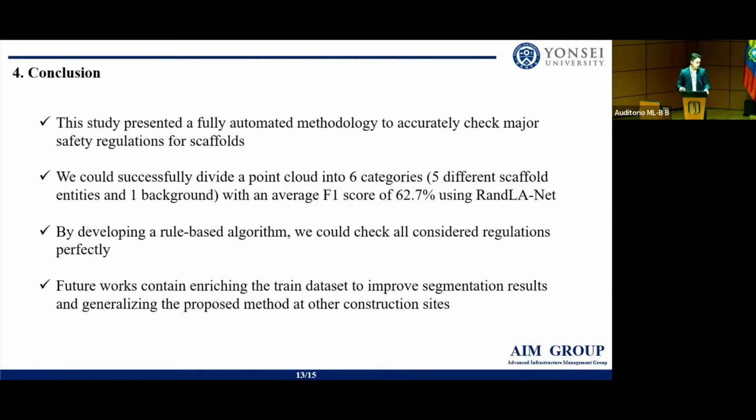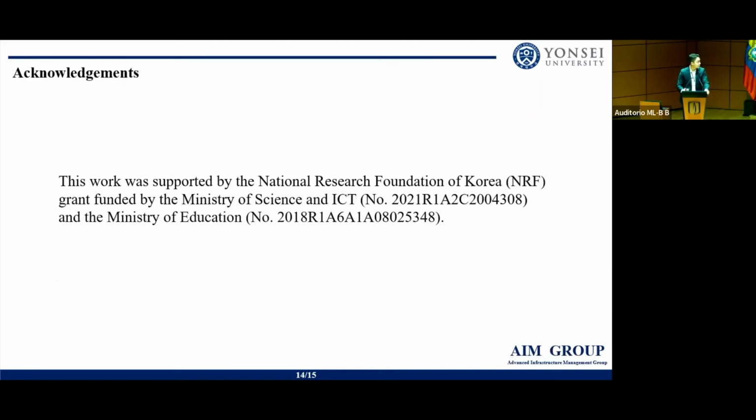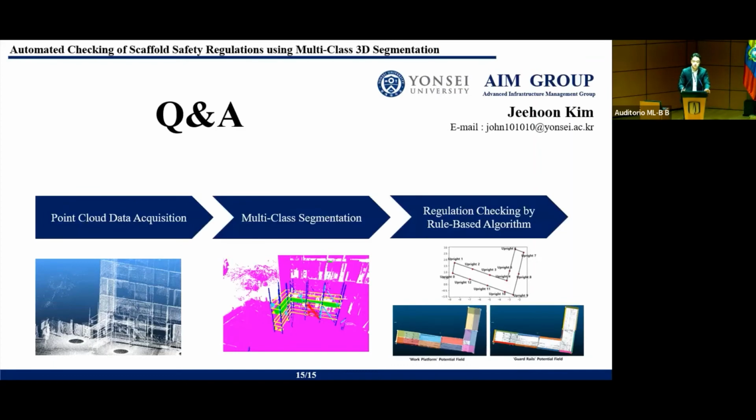In conclusion, our study presented a fully automated methodology to accurately check major safety regulations for scaffolds. We could successfully divide a point cloud into 6 categories with an average F1 score of 62.7% using RenDlanet. And by developing a rule-based algorithm, we could check all considered regulations perfectly. Future work includes enriching the training data set to improve segmentation results and generalizing the proposed method to other construction sites. These are our acknowledgements, and thank you for listening. If you have any questions or comments, feel free to ask.